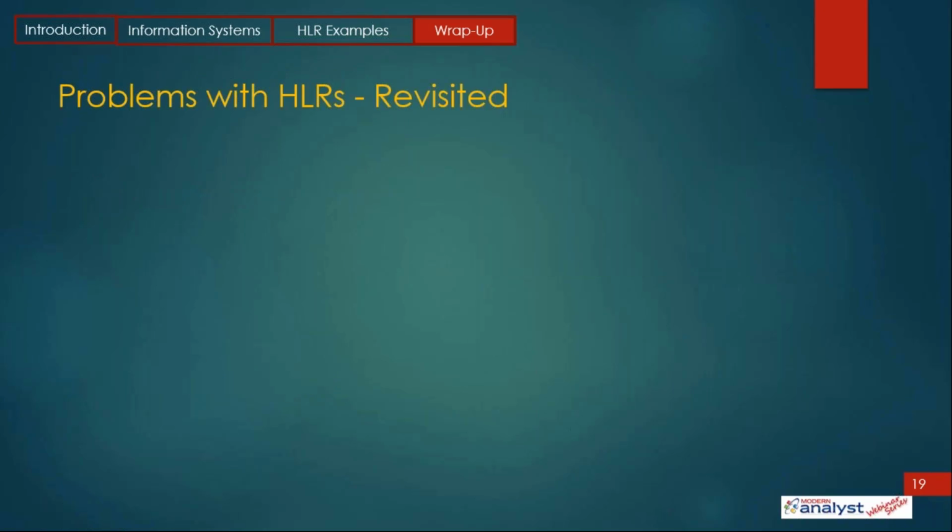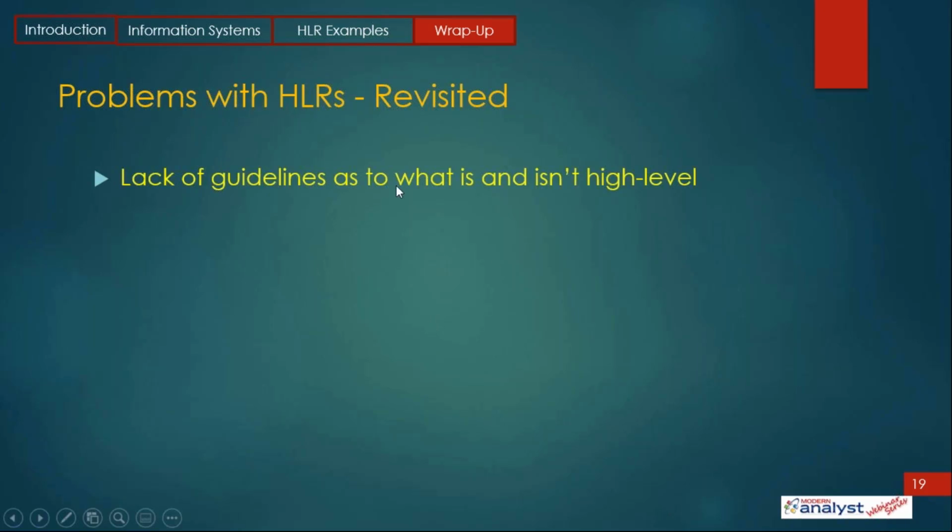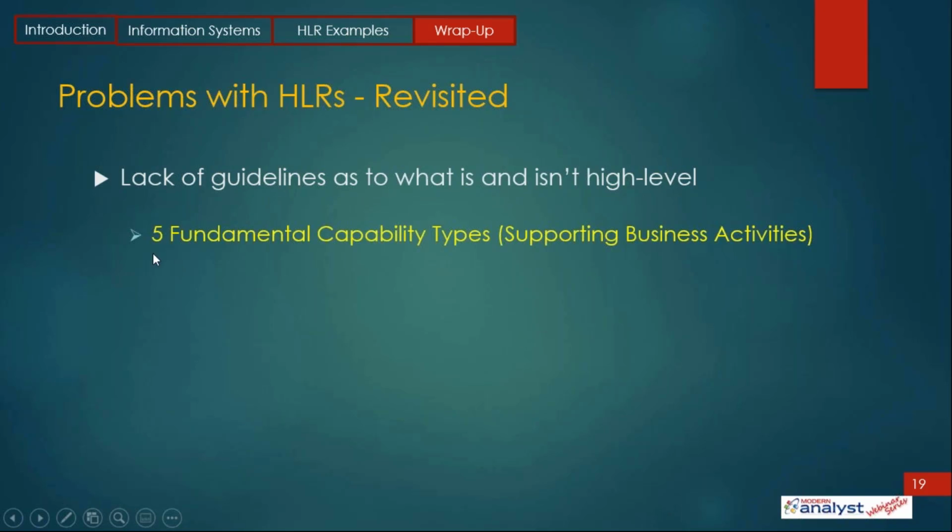Okay, so we're ready. We've done the examples, and we're moving towards wrap up here. Let's revisit those problems we talked about. First, the lack of guidelines as to what is and isn't high level. What I've presented here are 5 fundamental capability types, and also the idea of supporting business activities. So not field level, not below the level of business activity. Those are the guidelines that I've presented today.